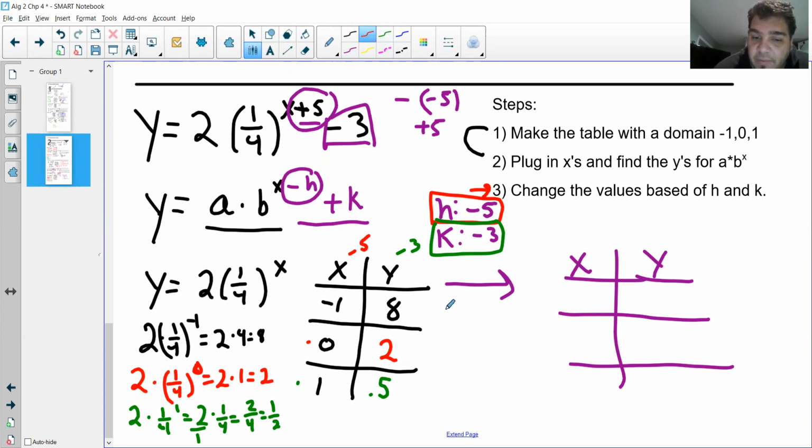So over here in the first box, I have -1 minus 5. -1 minus 5 becomes -6. Over here, I have 0 minus 5. 0 minus 5 is -5. And over here, I have 1 minus 5. 1 minus 5, -4.